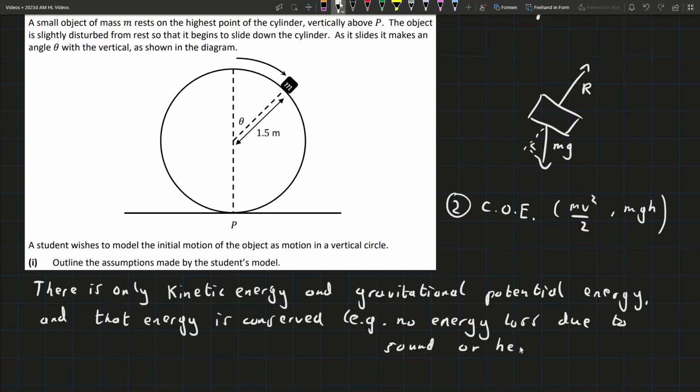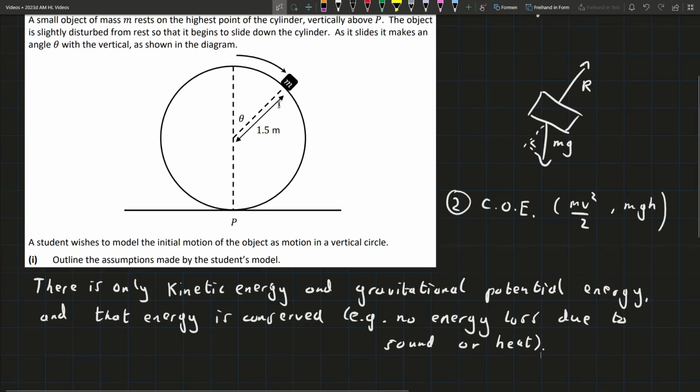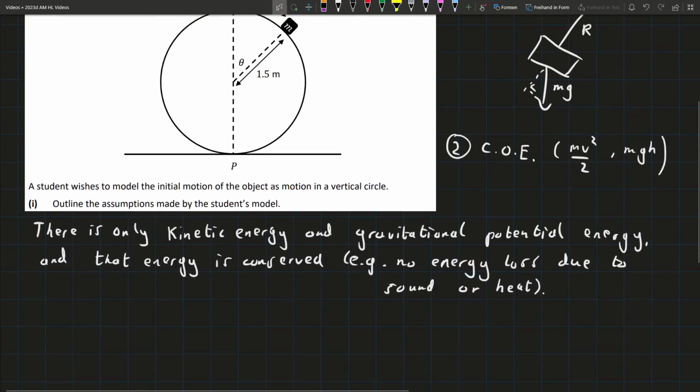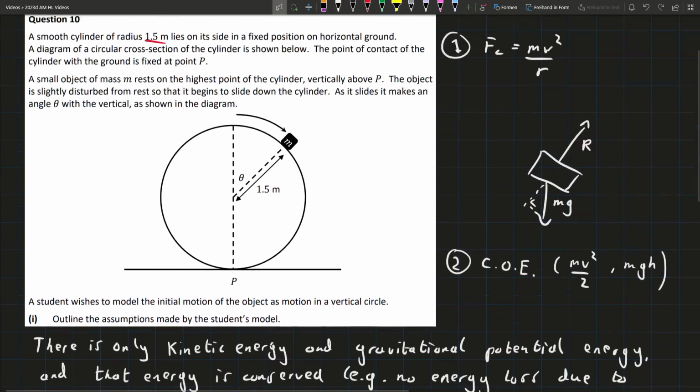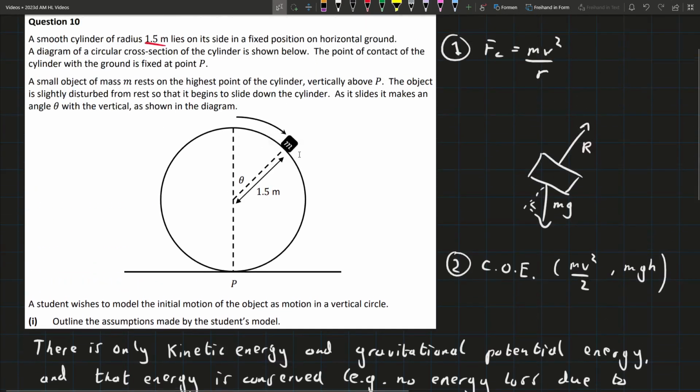You can kind of say anything here as long as it's valid, but these are just the things that come to my head. So you could also say that there is no drag or air resistance, and there's also no friction on our free body diagram. And as well as that, we're not taking into account how big the mass is either. It says here a small object of mass m. So we're basically assuming that the mass doesn't have any size. If it did, we'd have to take that into account.